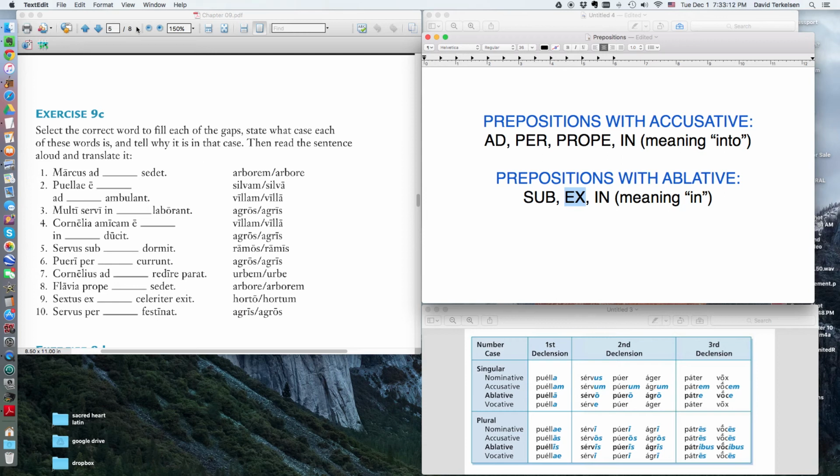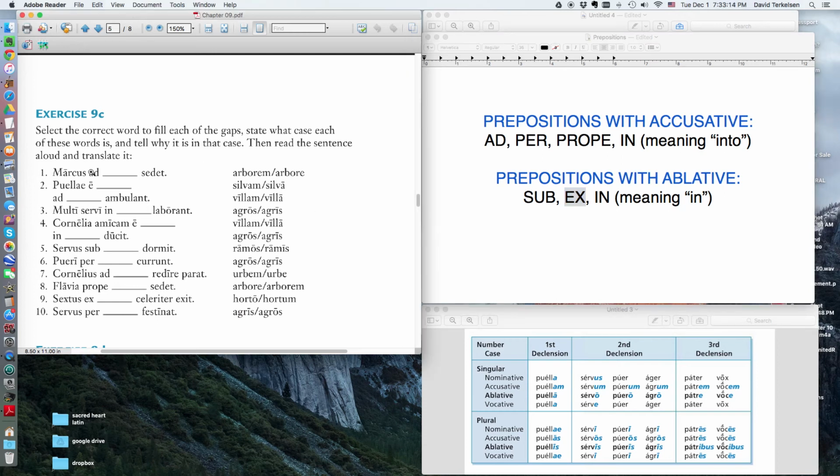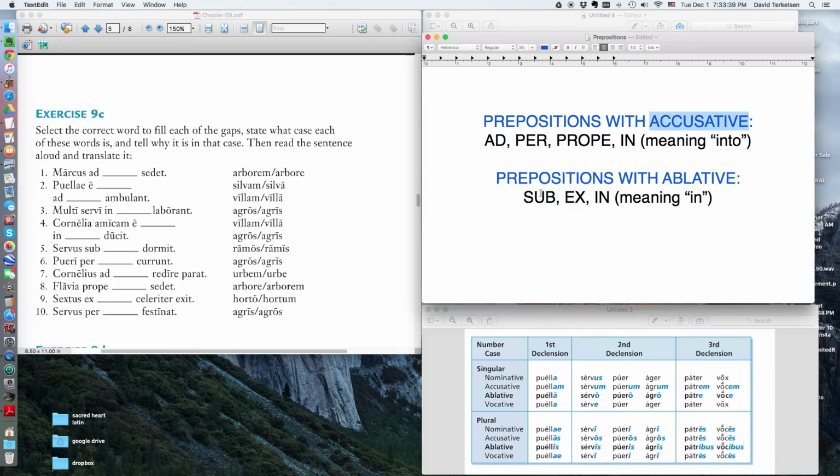So let's look at 9C over here on the left and see if we can make some sense of it. I've also put a chart of nouns down here that have cases. You've got a new case this coming week 13, which will include the genitive case. But for now, let's focus on accusative and ablative. These are the two cases that these prepositions will be followed by. So ad, per, prope, and in, meaning into, are followed by accusative. Sub, ex, and in, meaning in, are followed by ablative once again, okay?